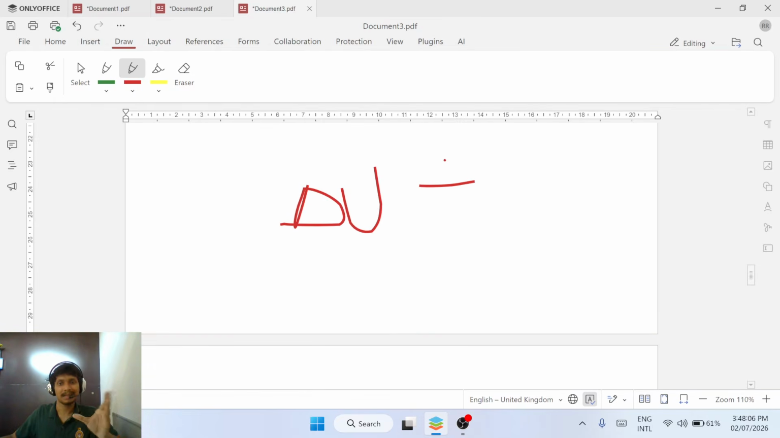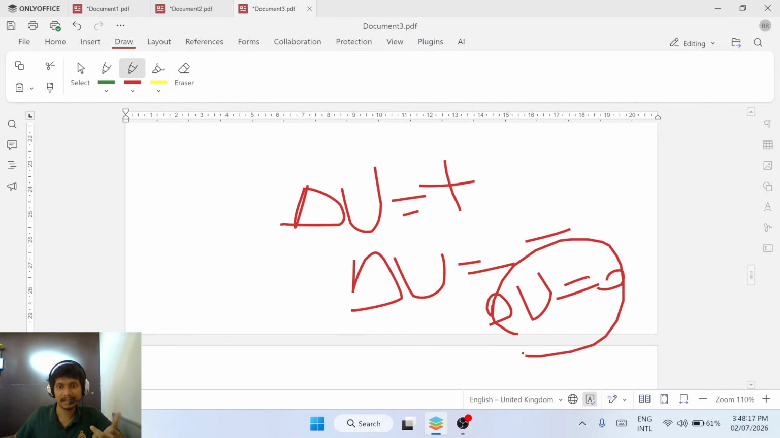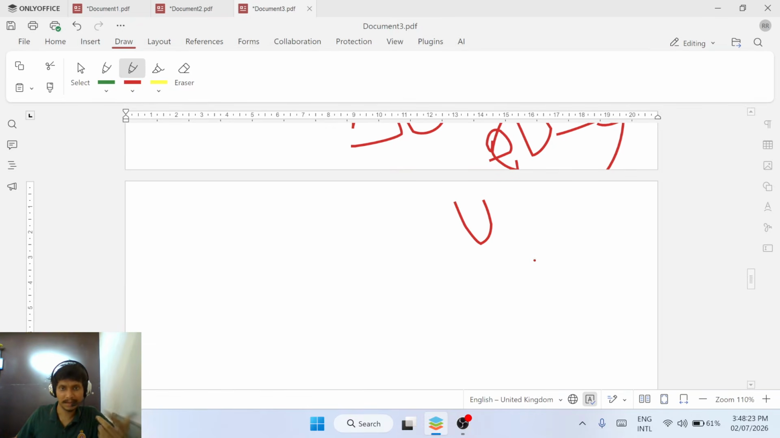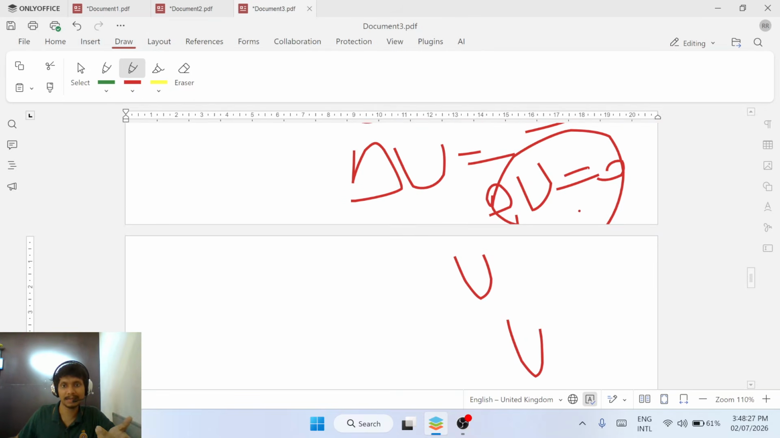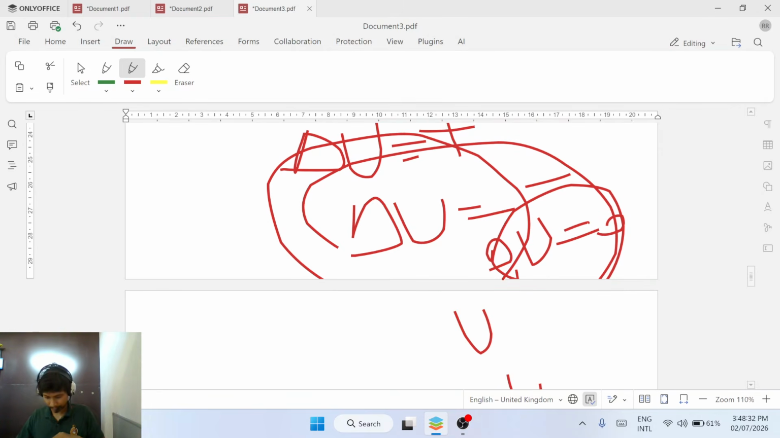We have to recall that delta U may be plus, or delta U may be minus, or delta U may be zero. Assume that in the initial state the internal energy is u. Now at the final state, the internal energy of the system is also u. Therefore, what is delta U? Zero.